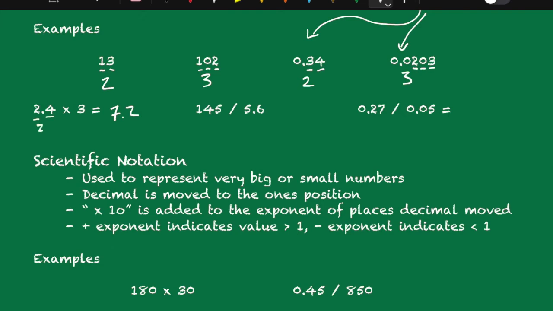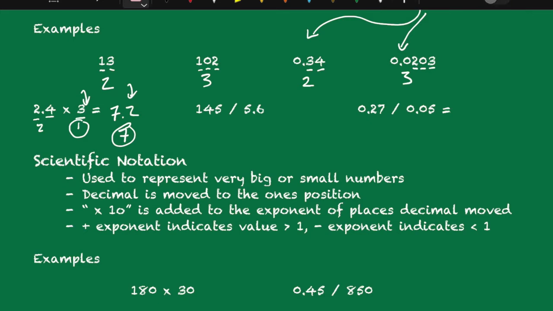2.4 has 2 significant digits, but 3 only has 1. So we need to round to only one significant digit. So we're going to take the 7.2 and we're going to round it to 7. Again, it's because we don't know what comes after that 3. This could have been 3.1, could have been 2.9, 2.8, so we can't represent our answer with more significant digits than we had in the question.